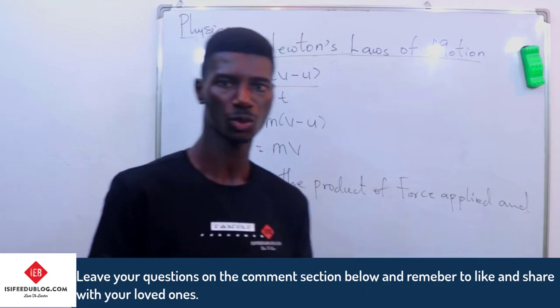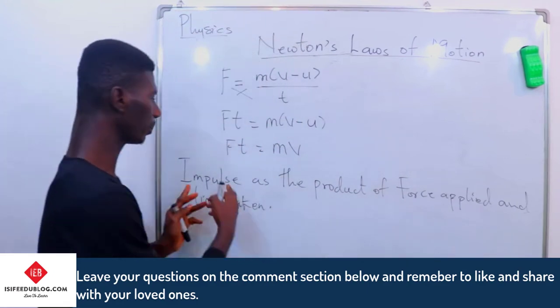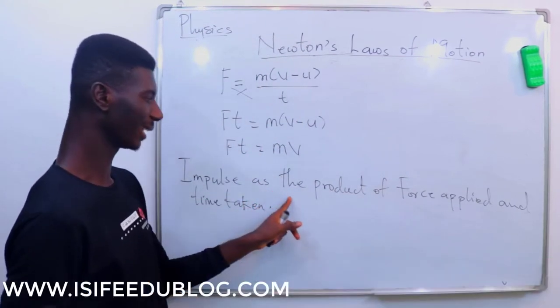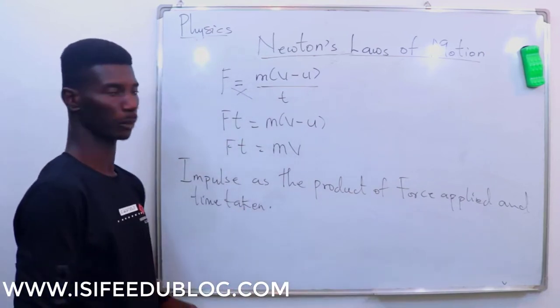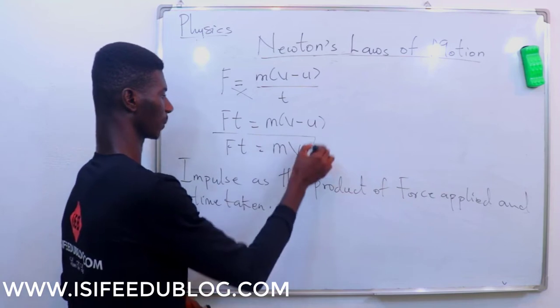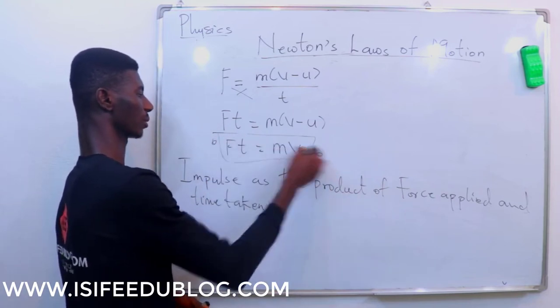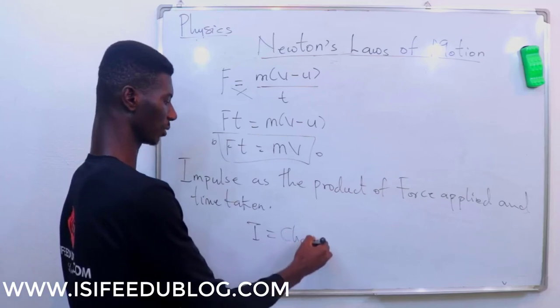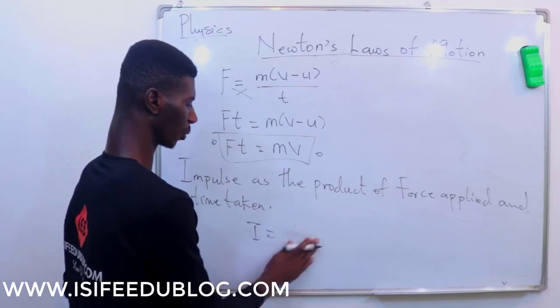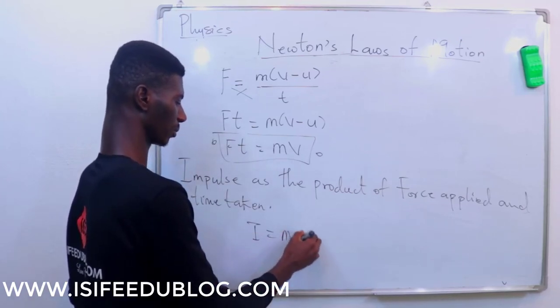And time taken to what? Apply this force. So impulse is defined as the product of force applied and the time taken. Please note this, very, very important. Impulse, we can use I to denote that, is equal to change in momentum.